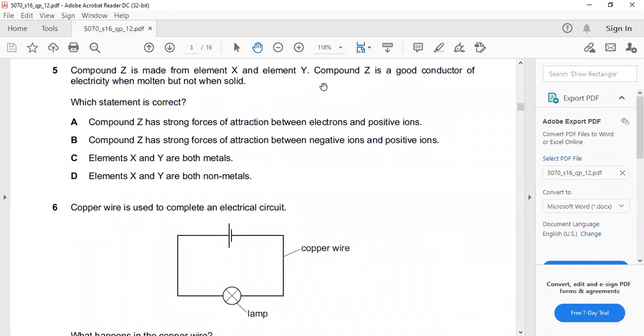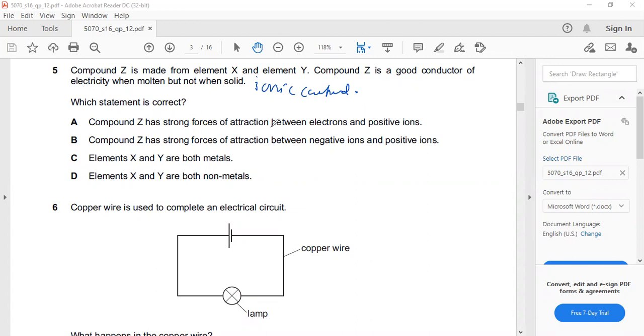Compound Z is made of element Y and element X. Compound Z is a good conductor of electricity when molten, but not when solid. It means it is an ionic compound. Okay, which statement is correct?